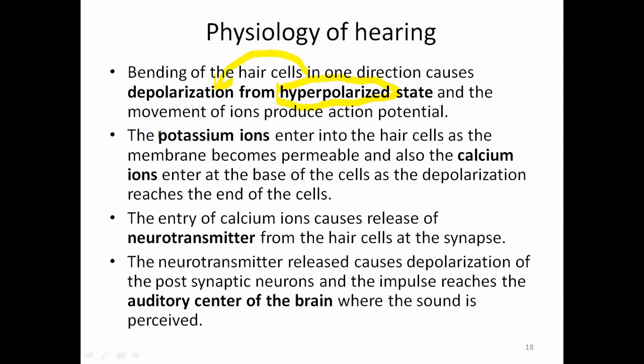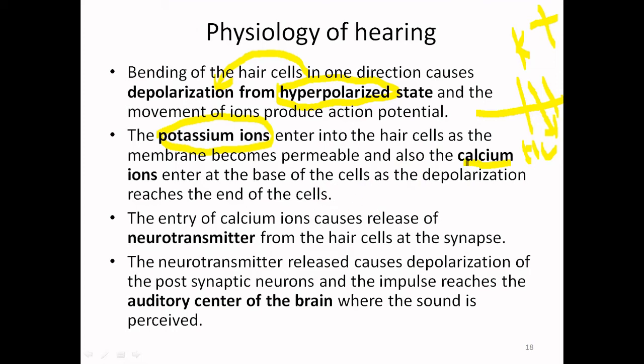How does it happen? This happens due to the entry of potassium ions. Once there is bending of the hair cells, that results in opening of the potassium channels in the hair cells. As a result, the potassium ions start entering into the hair cells. Once the potassium ions start entering, this results in depolarizing the hair cells from the hyperpolarized state. On the other hand, at the base of the hair cells, there is also entry of calcium ions. So, with entry of potassium ions and calcium ions, there is a potential change. This results in formation of the action potential.